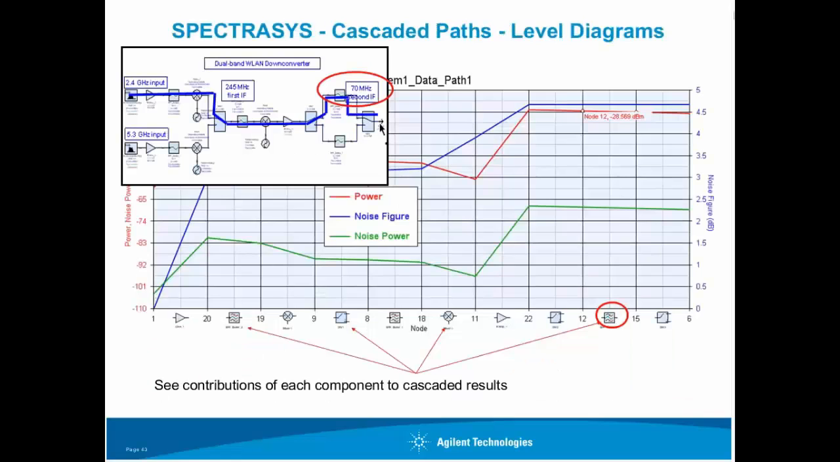So also with SPECTRASYS, you can look at cascaded paths, or what we call level diagrams. And at the top here, you can see what we're looking at is this path through the circuit. But you can look at paths both forward and backward in SPECTRASYS. And the path is displayed at the bottom of our graph and shows every component and every node in the path. And here's our filter that we designed. And we're displaying power and noise power on the left and noise figure on the right.